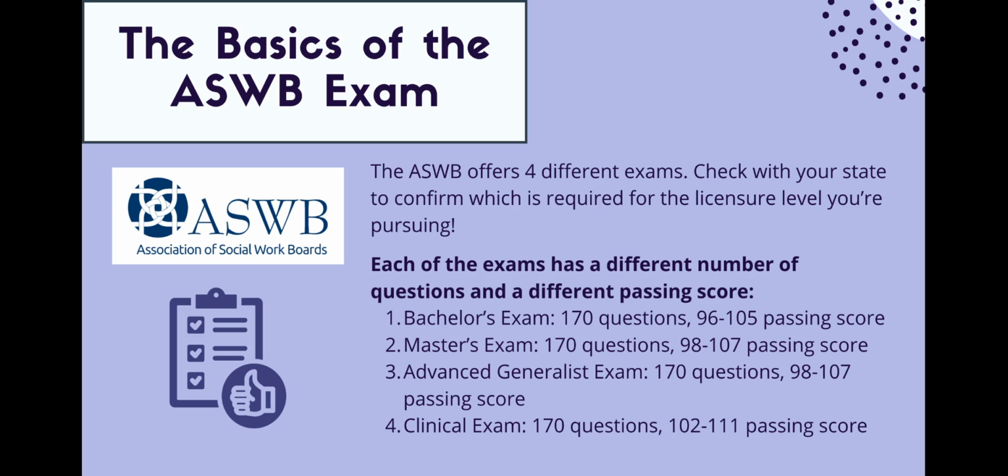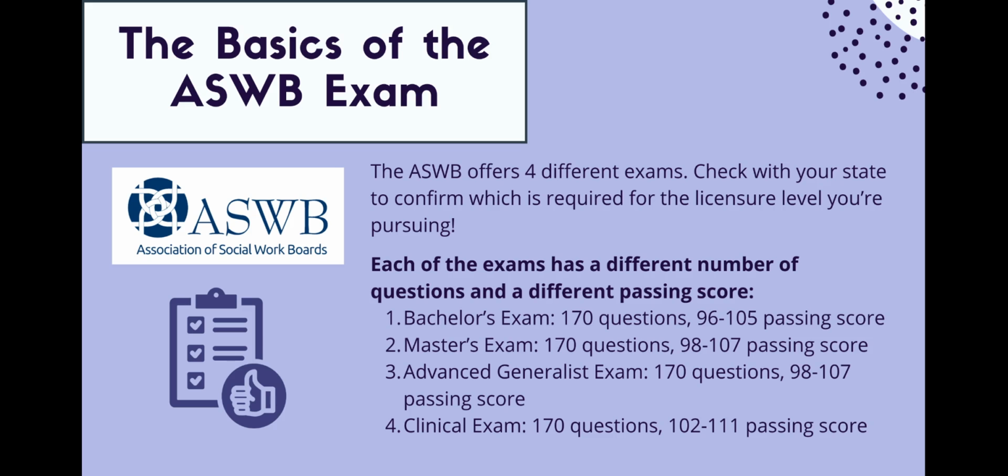So let's jump right in and first talk about the basics of the ASWB exam. As you may know, the ASWB offers 4 different levels of their exams. They offer, of course, the Bachelor's exam, the Master's exam, the Advanced Generalist exam, and the Clinical exam being the 4th and highest level exam. We always recommend checking with your state to confirm first which exam is required for the licensure level you're pursuing. Different states use different acronyms for their licensing, and it's worth reading through those instructions from your state twice or even reaching out over email or phone if you have any questions about which exam you need to take.